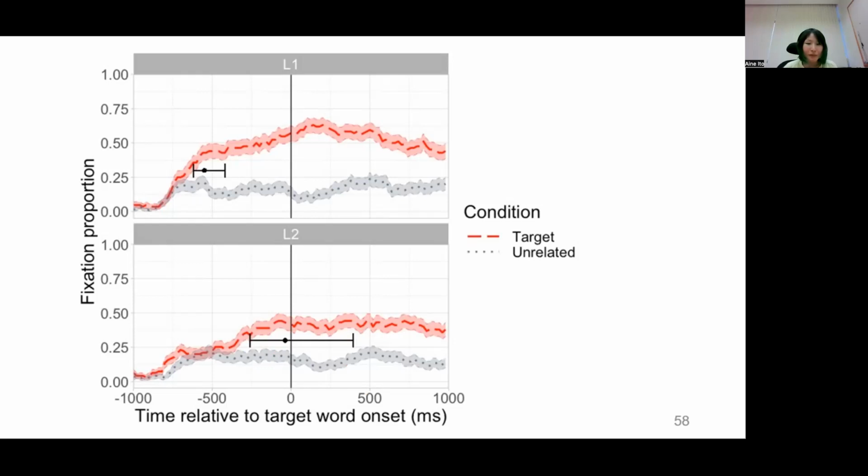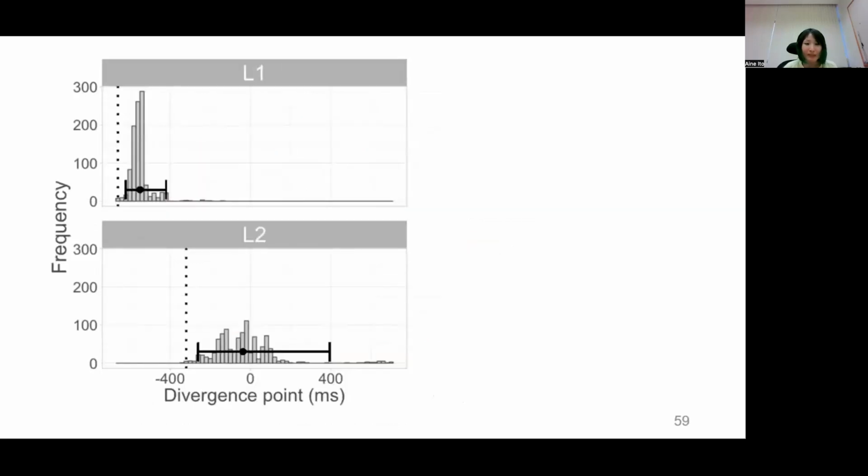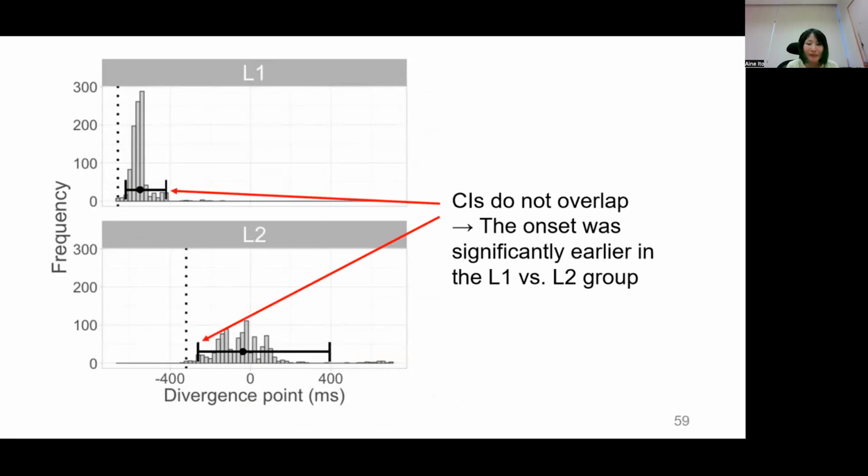And if we plot the histogram, we can see that more clearly, that the L2 speakers' data are more widely distributed compared to the L1 speakers' data. Right. And we can also notice that the confidence intervals don't overlap. Right. So based on that, we can conclude that the onset was significantly earlier in the L1 group compared to the L2 group.